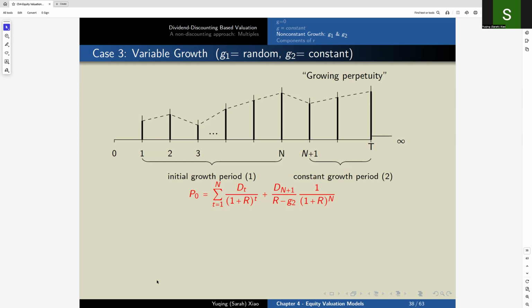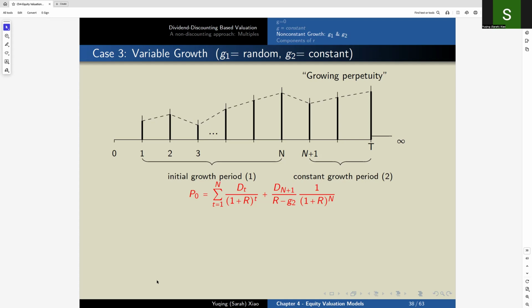Now we can delve into the variable growth case. Suppose we have n years of unusual, possibly rapid growth. For each of those years, we calculate the dividends individually and discount them back individually. Then, at year n, we assume the company transitions to a constant growth rate. Let's call it g2.